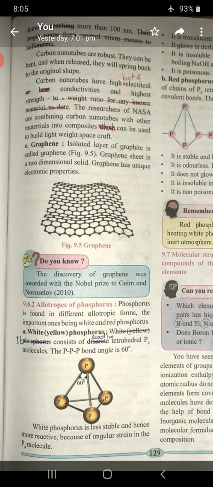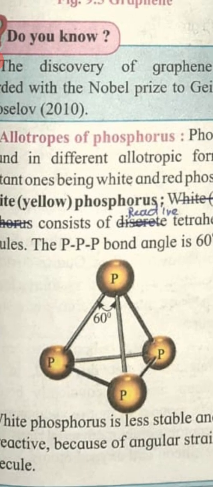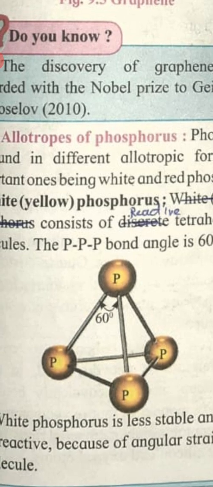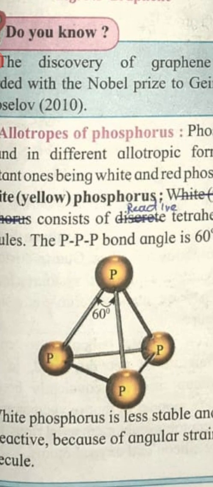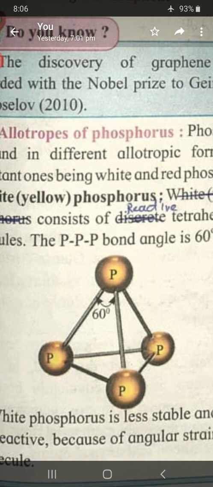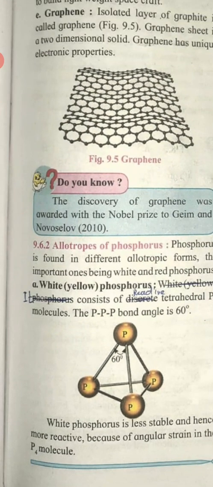White or yellow phosphorus consists of discrete tetrahedral P4 molecules. This is the tetrahedral structure of white phosphorus. The P-P-P bond angle is 60 degrees. White phosphorus is less stable and hence more reactive because of the angular strain in the P4 molecule. So, this is the structure of white phosphorus.